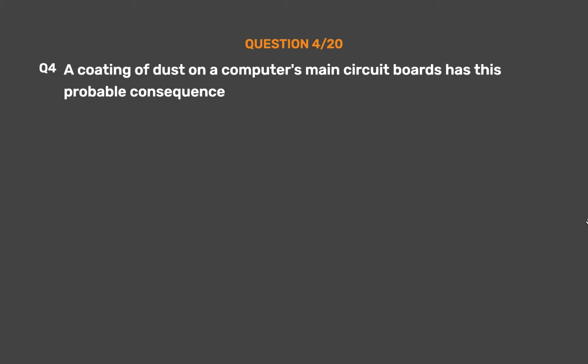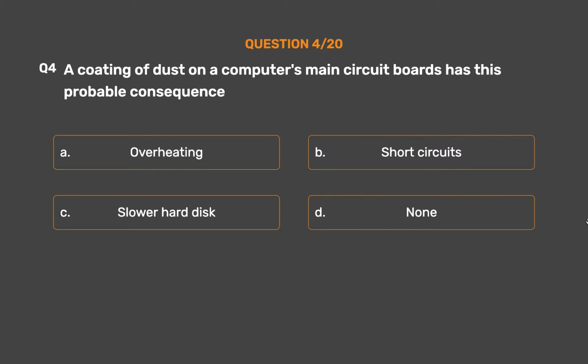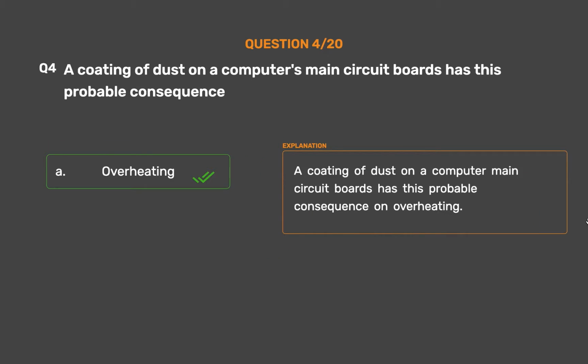Question number 4. A coating of dust on a computer's main circuit boards has this probable consequence. Option A. Overheating. Option B. Short circuits. Option C. Slower hard disk. Option D. None. The correct answer is Option A. Overheating. A coating of dust on a computer main circuit boards has this probable consequence of overheating.